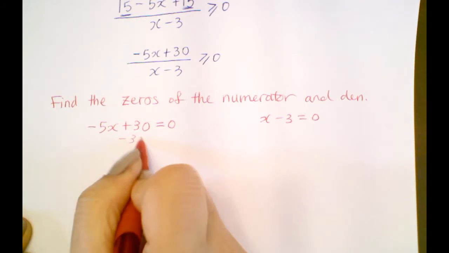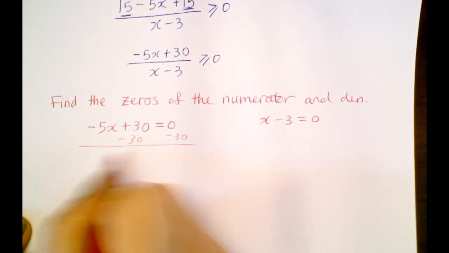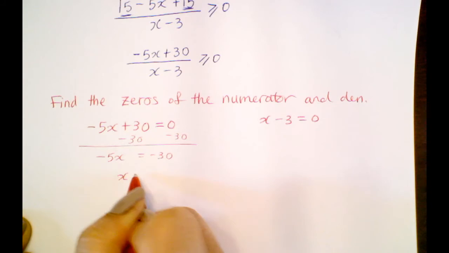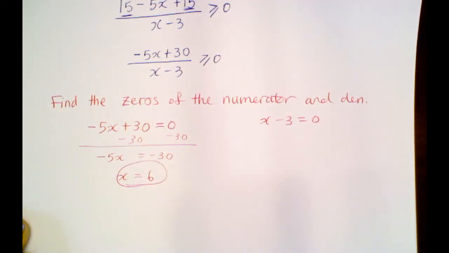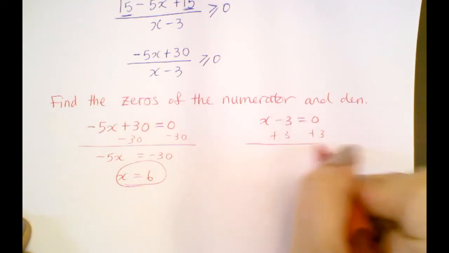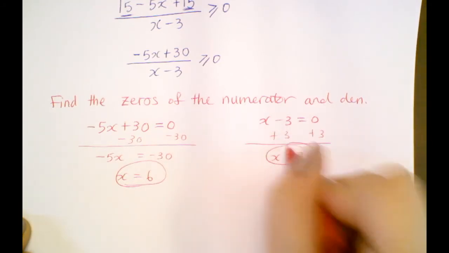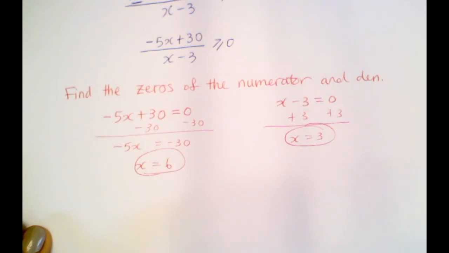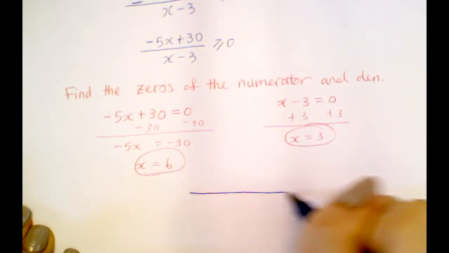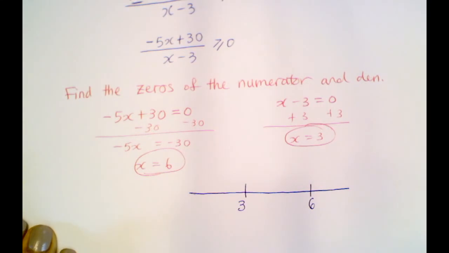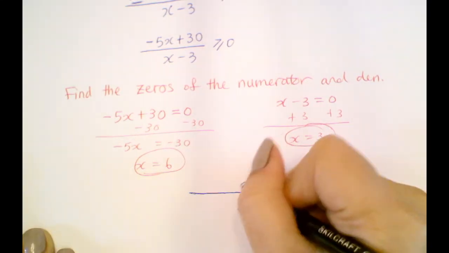If I solve the numerator part, I'll get negative 5x equals negative 30. X is 6. So I got the first boundary point to be positive 6. Let's do this one. Add 3 to both sides. The second boundary point is at positive 3. Now, let's go ahead and graph them on a number line. 3 is a small number, 6 is a bigger number.